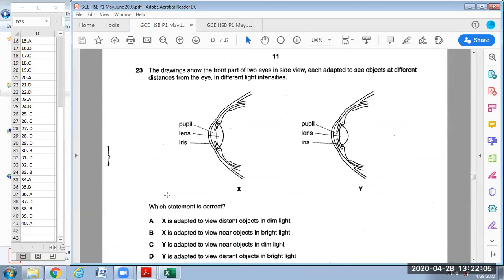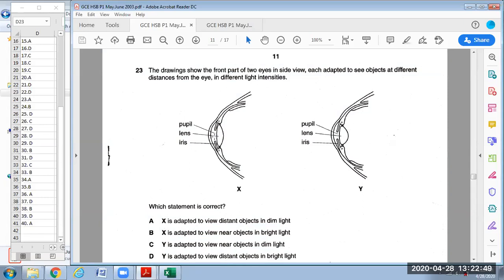23. The drawing shows the front part of two eyes in side view, each adapted to see objects at a different distance from the eye in different light intensities. Which statement is correct? No, A. Right, this could be very confusing if you don't understand your work. Now, they're showing two different things here. It's accommodation and a pupil reflex. Now, accommodation, if you're looking at something close, the lens is going to get thin. Look at this lens. This lens is thin, this lens is fat. If you're looking at something far, the lens will get fat.